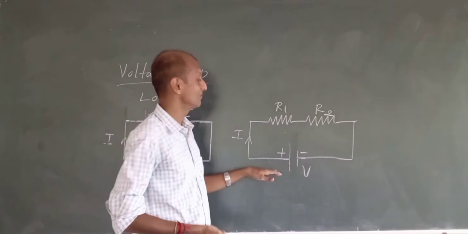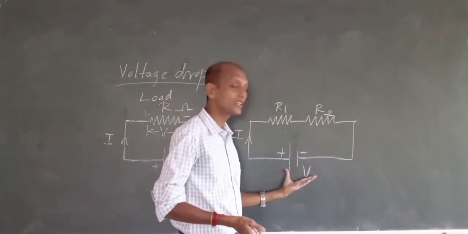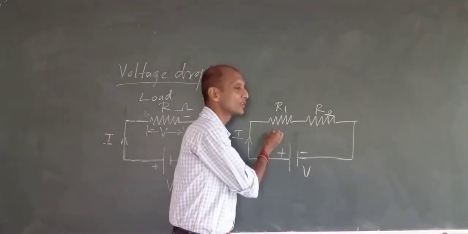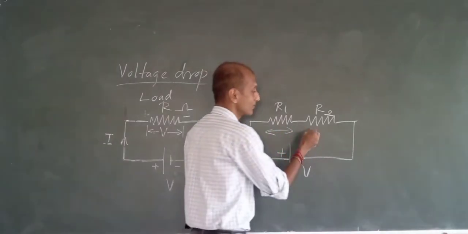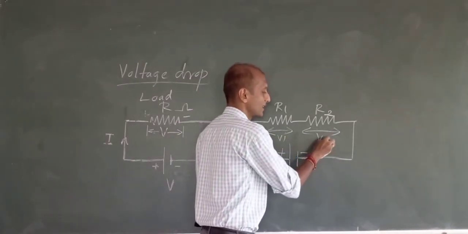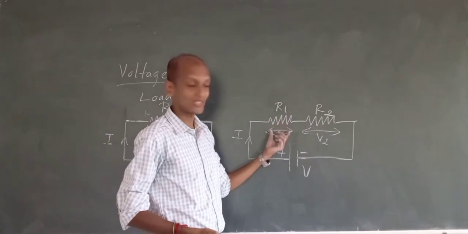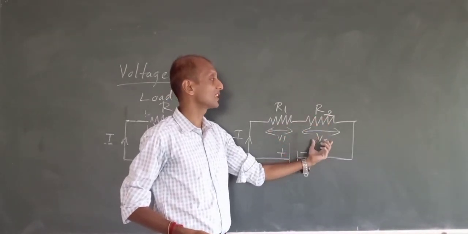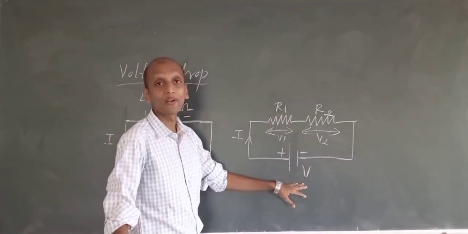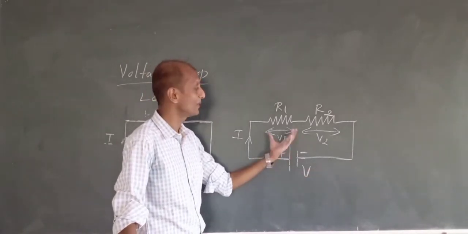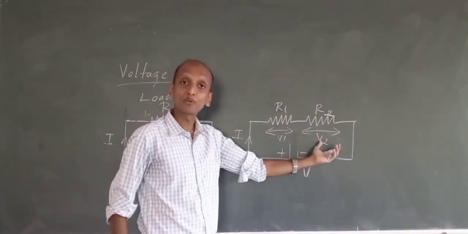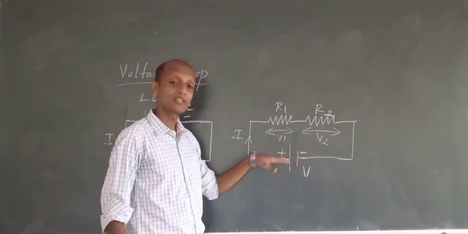When we have more than one resistance, the voltage will be divided between the resistors. Some of the voltage will be dropped here and the rest will be dropped here. I can call this voltage V1 and this voltage V2. The voltage drop across resistance R1 is V1, and the voltage drop across resistance R2 is V2. The total voltage is divided into two parts: one part dropped across R1, the other across R2.